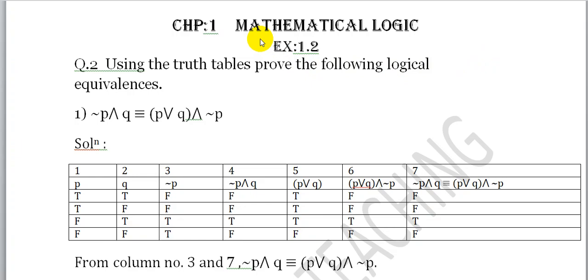Dear students, today we are going to start mathematical logic exercise 1.2. Now question number 2. Using the truth tables, prove the following logical equivalences. In question number 1, negation of (P and Q) is equivalent to (P or Q) and negation P. So what will be its solution?